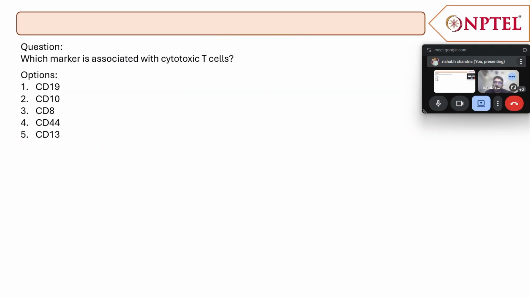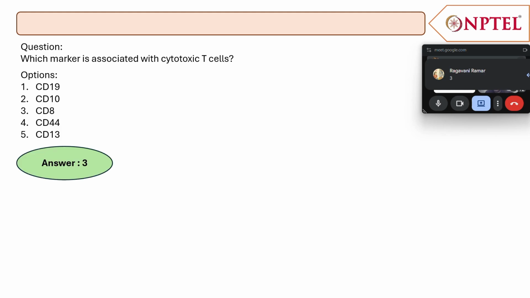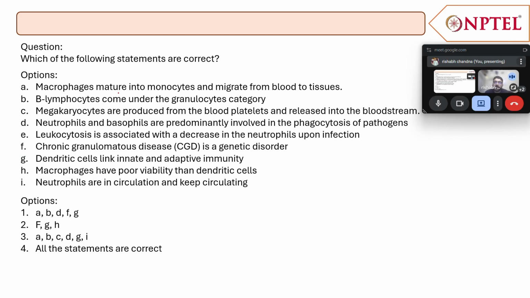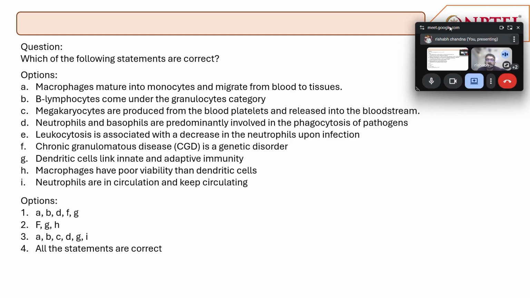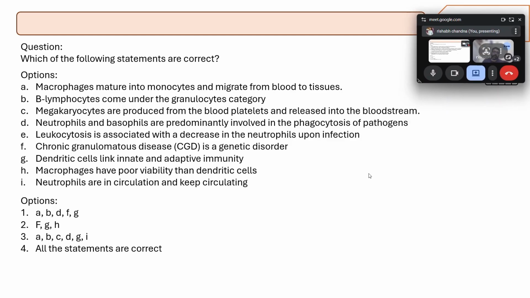Moving on, which marker is associated with cytotoxic T cells? So what can be the correct answer? Yes, the correct answer is option 3, that is CD8. CD8 is basically associated with the cytotoxic T cells. Now moving on to the next question. Which of the following statements are correct based on the cells that we have studied today? So what can be the correct answer?